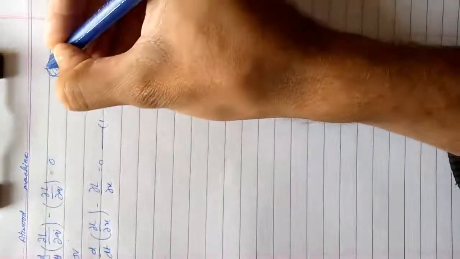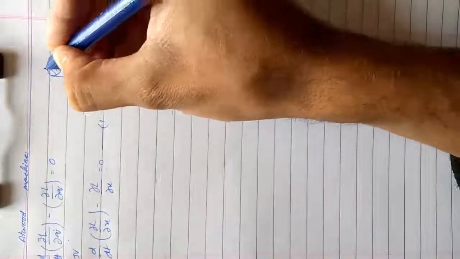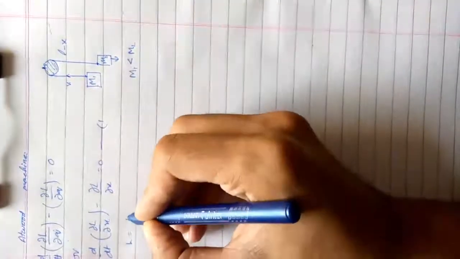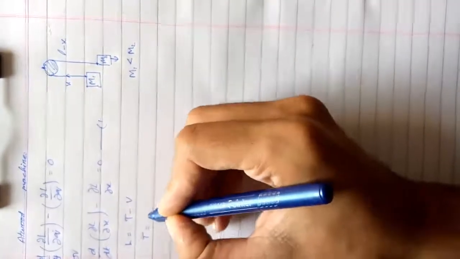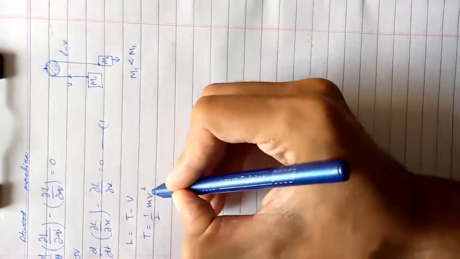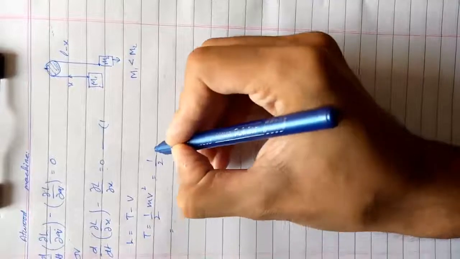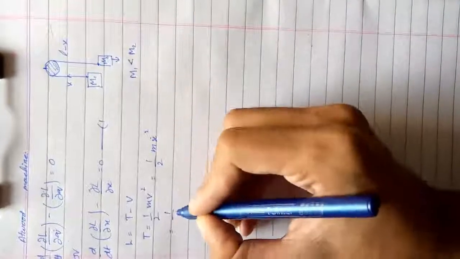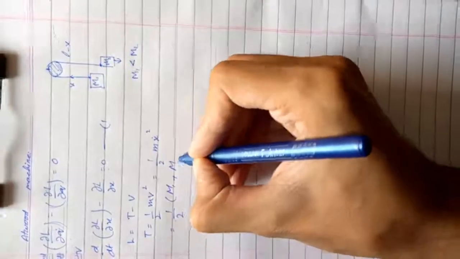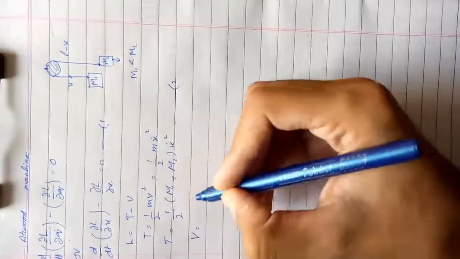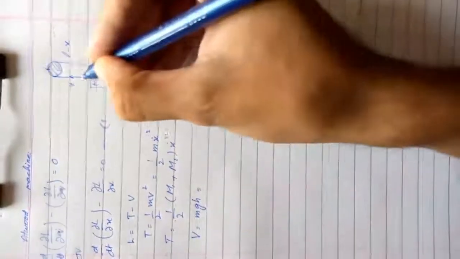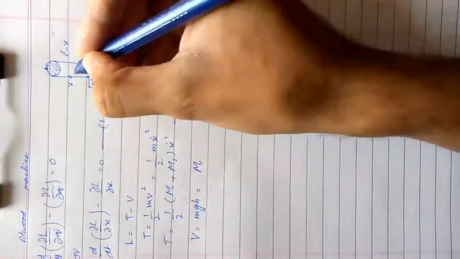Now suppose the length from this point to this point is x, then from this point to this point will be L minus x. Here L equals T minus V, where T is the kinetic energy, 1 over 2 m v squared, or 1 over 2 m x dot squared. For this case, 1 over 2 (m1 plus m2) x dot squared equals T, equation 2, and V is the potential energy, which can be given as mgh.